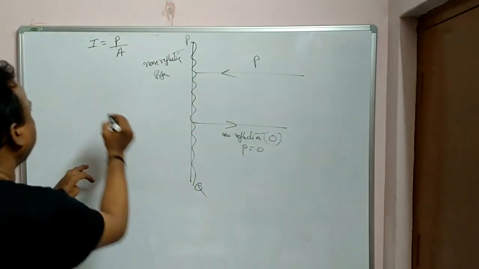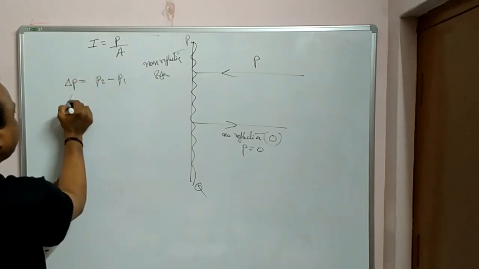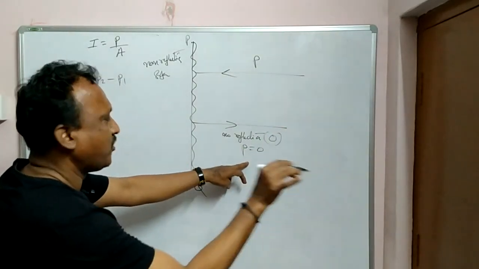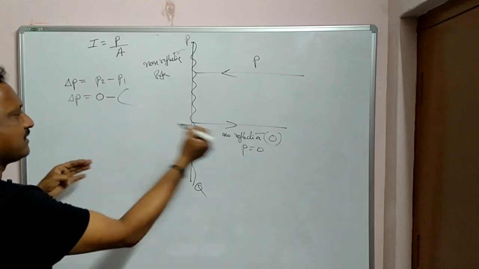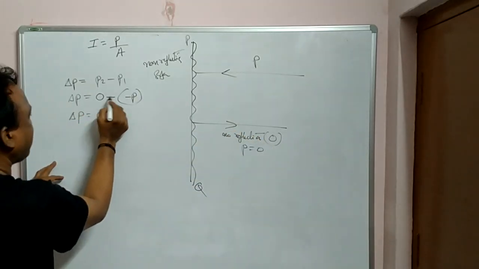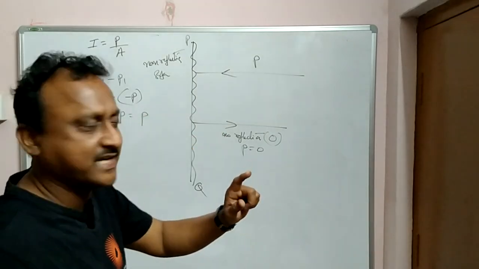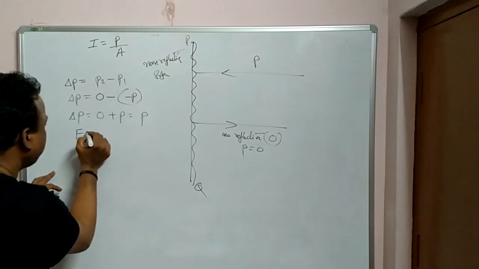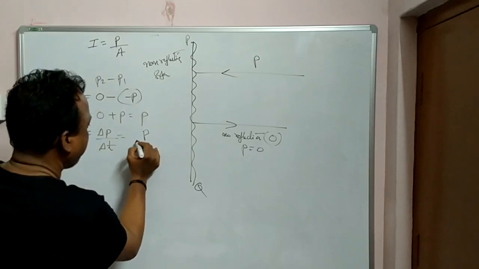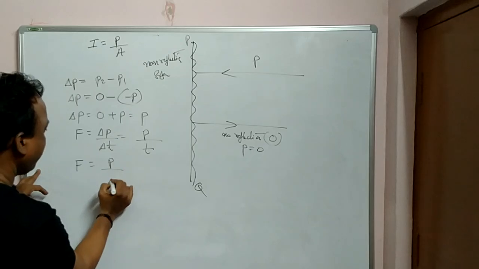Now what happens to the change in momentum? Change in momentum is equal to final minus initial. The final is zero, and the initial is in the positive direction. So 0 minus P, that is, change in momentum is equal to 0 minus into minus, plus P. So what is the change in momentum for non-reflecting surfaces? P. So what is the force exerted? Delta P by delta T from Newton's second law, that is P by T. So force is equal to P by T.